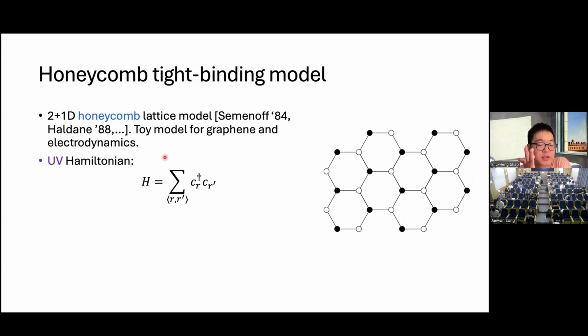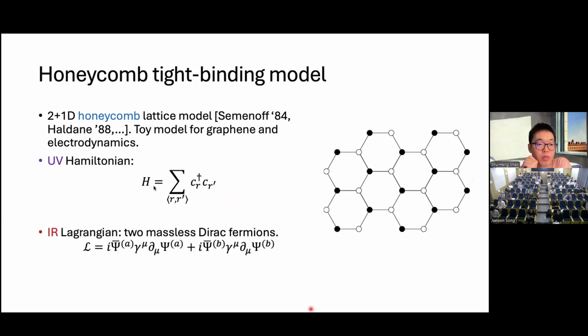Okay, so let me just start with this Hamiltonian. It is qualitatively the same as the one in 1+1D. You might notice that there's no i, but that's just a matter of convention. And this bracket means that I only include terms that involve nearest neighbor interaction. So blacks talk to whites, whites talk to blacks, but there's no next-to-nearest neighbor interaction. So this is the UV lattice Hamiltonian.